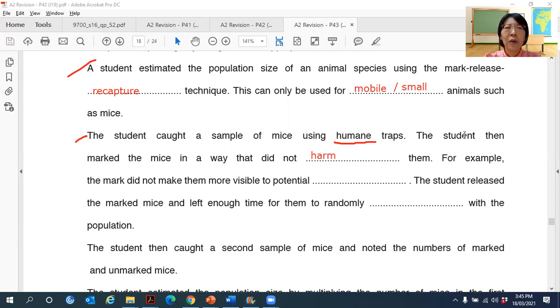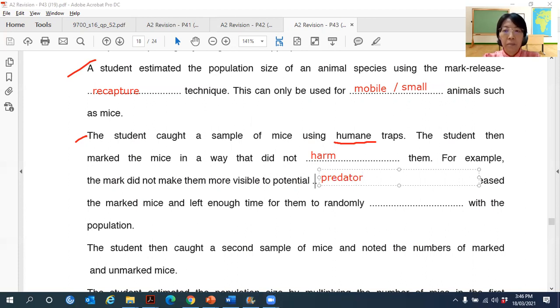Potentially harmed by other predators. Predators, yes. So predators? Predator, okay. Yes, the answer is predator. Very easy, right?